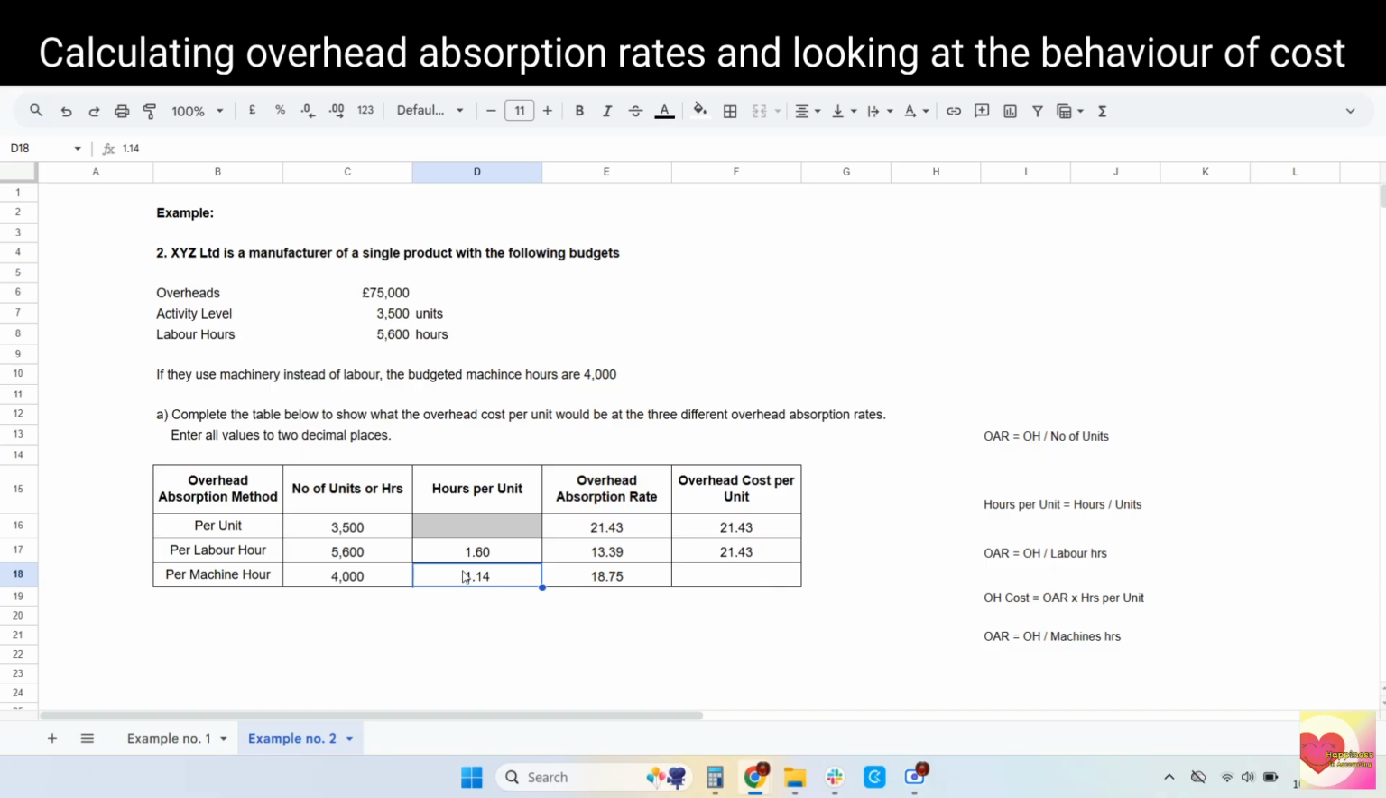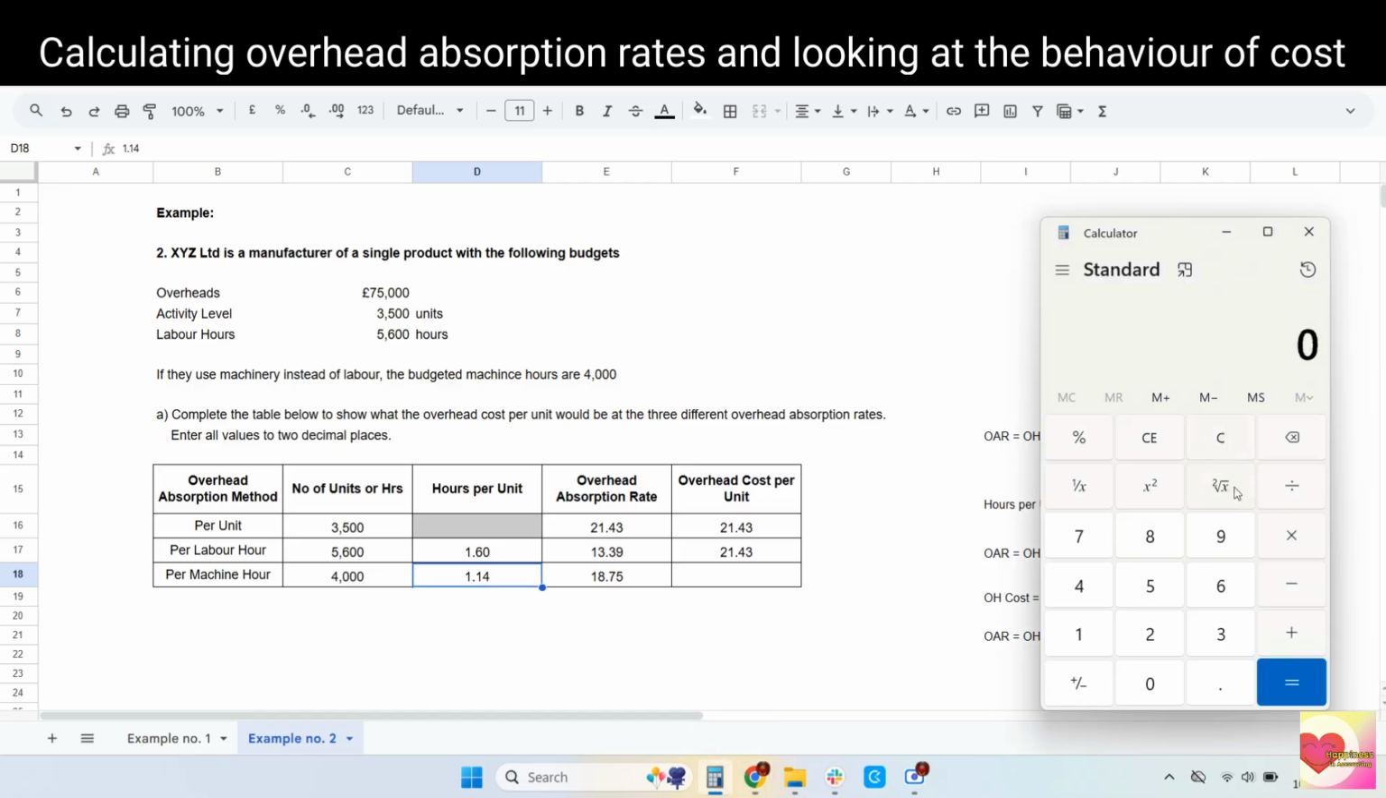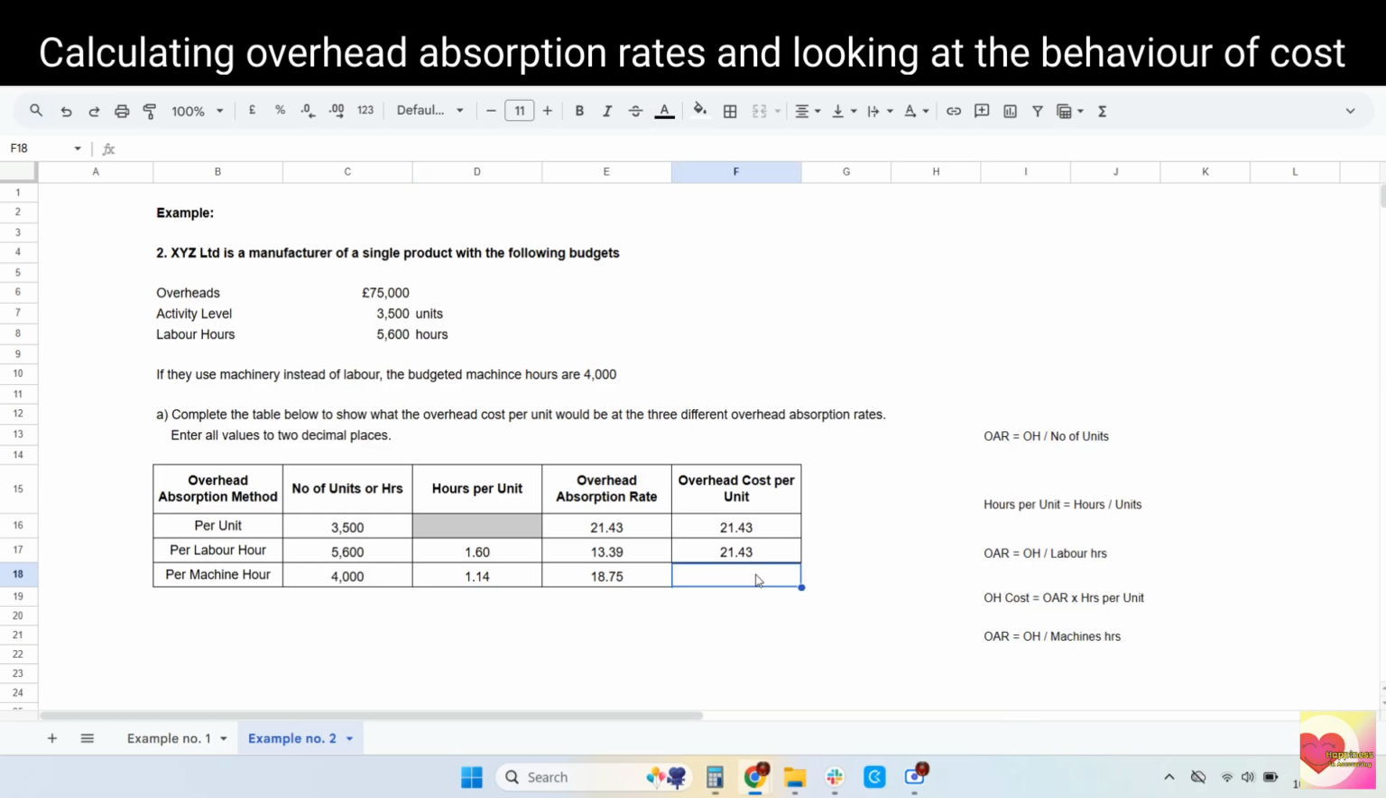So first, let's get the original figure of the hours per unit before rounding it off, which is the number of hours, 4,000, divided by the number of units, which is 3,500. Then let's proceed in multiplying this by the OAR. Then this is the time we round it off to 2 decimal places. And we got 21.43, so this is our overhead cost per unit. Then don't forget to double check all your calculations.